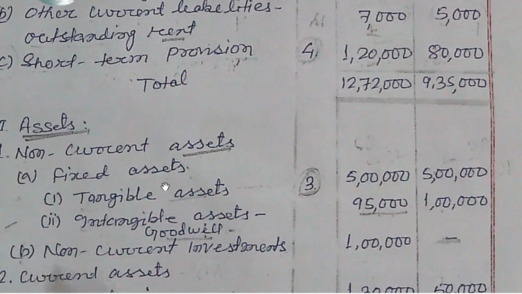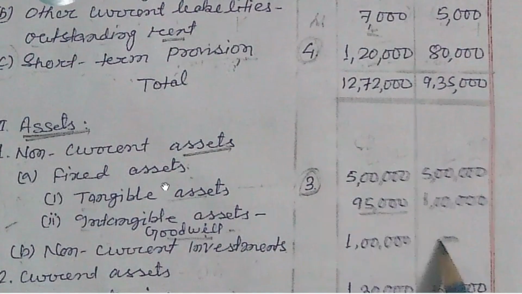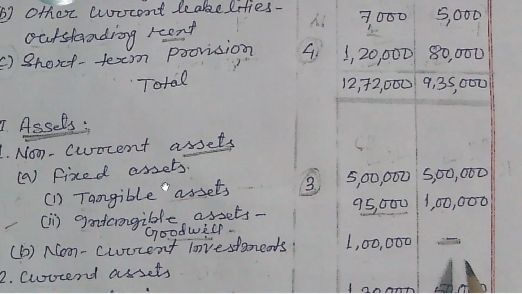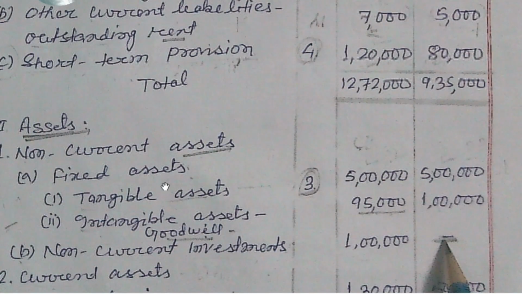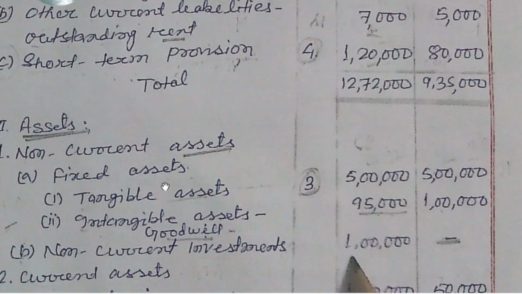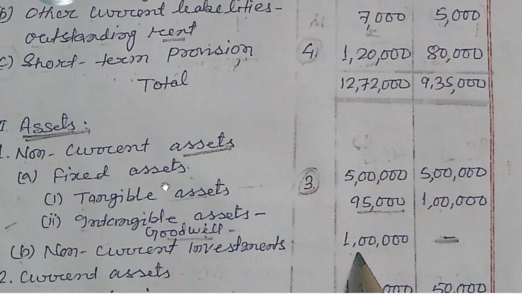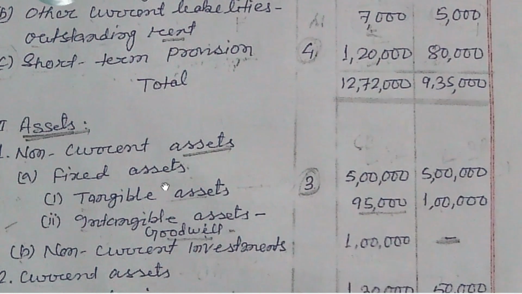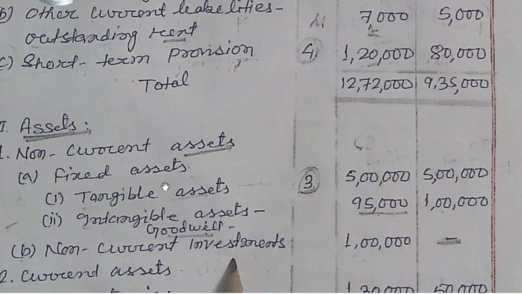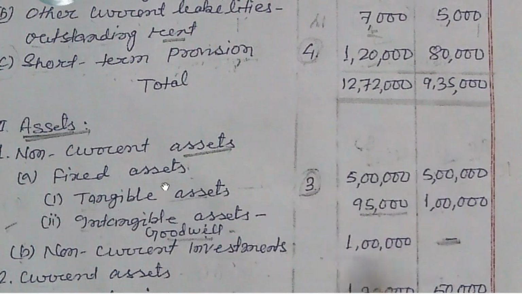So non-current investment, here the balance is 0. In the year 2021 there was no balance. In the year 2022 the balance is showing 1 lakh. It implies that during the year 1 lakh rupees is invested in non-current investments, that is the cash outflow.